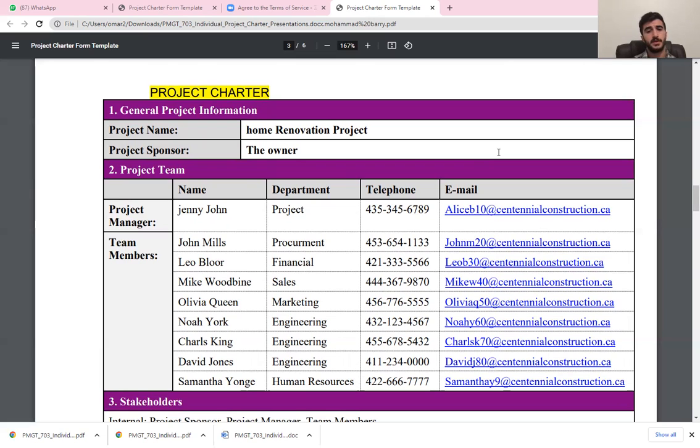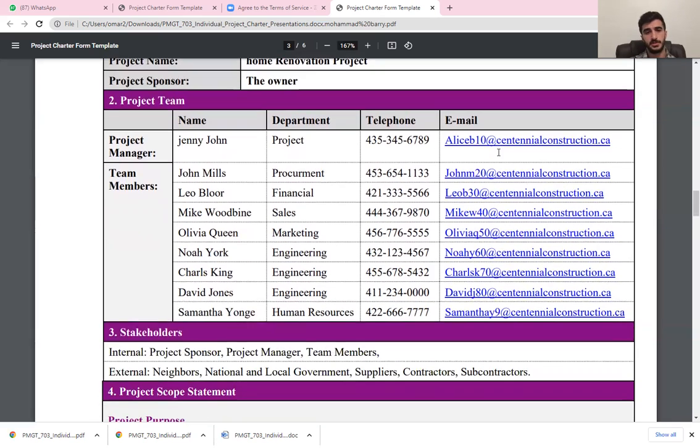Noah York, Carlos King and David Jones are all from different engineering departments that are going to be needed in our project. And the last one, Samantha Young, is the human resources person who is responsible for the whole company. So this is the project team that is going to work on our project.